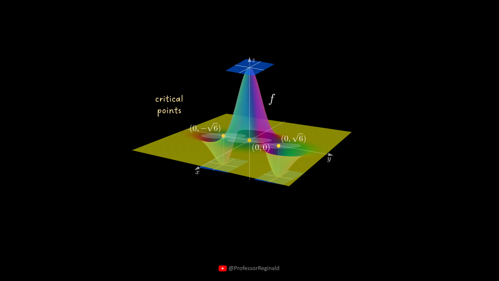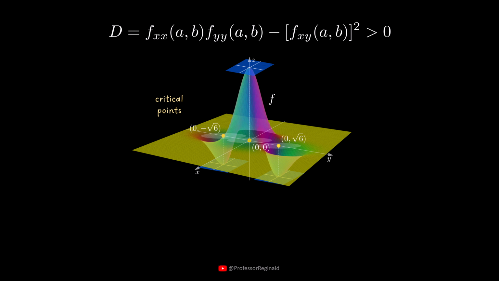The second derivative test tells us that if the discriminant is positive, then there may be a relative maximum or a relative minimum at a critical point. Substitute each critical point into the partial derivatives and compute the discriminant. The critical point on the left has a positive discriminant and a positive second-order partial derivative, so the function has a relative minimum.